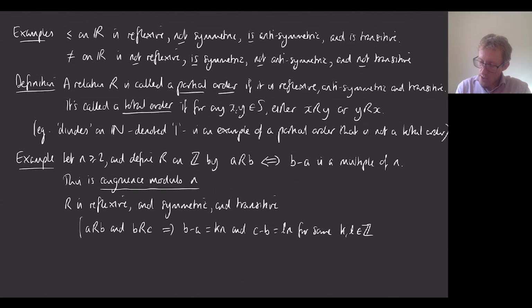And then if I add those together, you can see I'm using this implies symbol here to say that one statement implies another one. So this then implies that C minus A is (k plus L) times n, which is a multiple of n. So that implies that A is related to C by the definition of the relation. So indeed it is transitive.